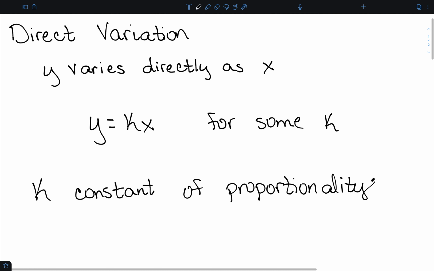So no matter what, if we say that they vary directly, we know that y is equal to some number times x.